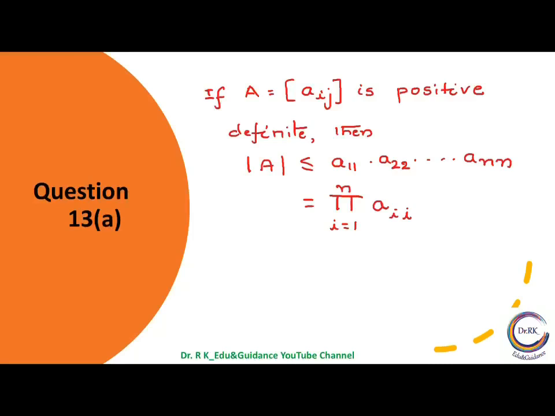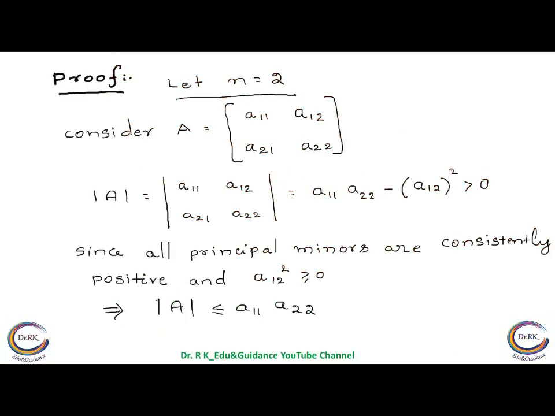if A equal to (aij), the matrix, is positive definite, then det of A is less than or equal to a11, a22, so on, ann. That means det of A is less than or equal to the product of the diagonal elements in the matrix. Then the matrix is said to be positive definite. So how to prove it? Here we'll prove it for n equal to 2, n equal to 3, and generalize it.